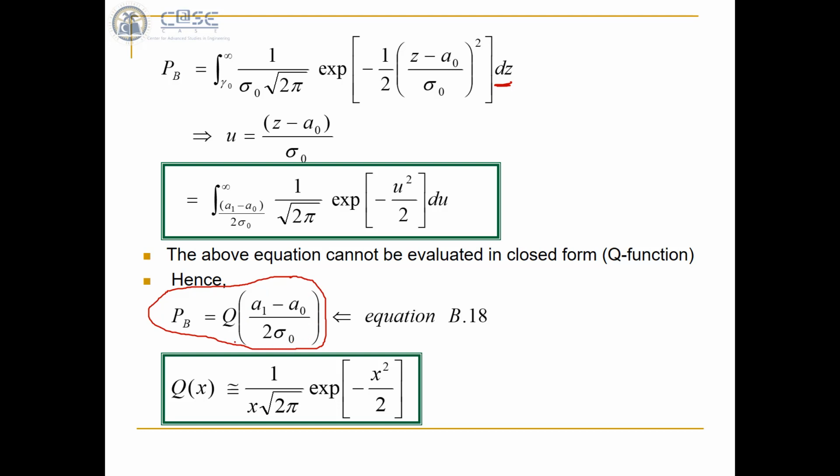By the way, this Q function can also be approximated using this exponential function, and this is commonly used in calculating the values of the Q function given the argument x. You can also approximate it using this formula, right?